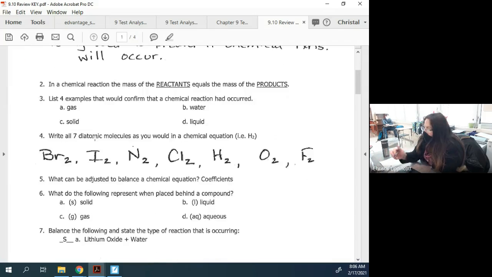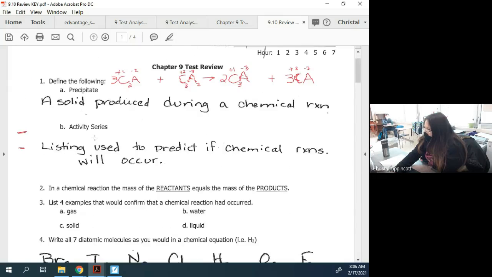In a chemical reaction, the mass of the reactants will equal the mass of the products. Okay, that's the conservation of mass law. We keep going back to that over and over again. That's why we have to balance our equations with the coefficients, because otherwise the masses wouldn't balance out. Okay.